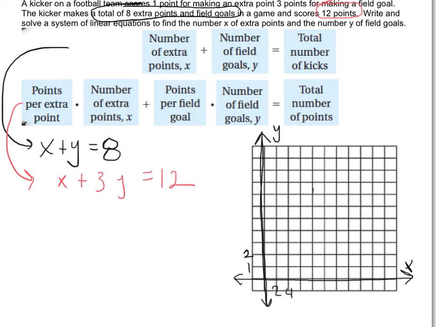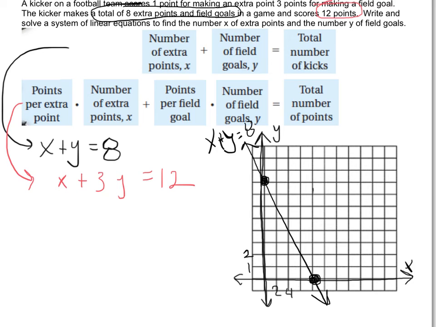1, 2, 3, 4, 5, 6, 7. There's the first y-intercept when x's are 0. 2, 4, 6. There's the x-intercept when y's are 0. And then I can just connect the dots. So there's the first one in standard form.